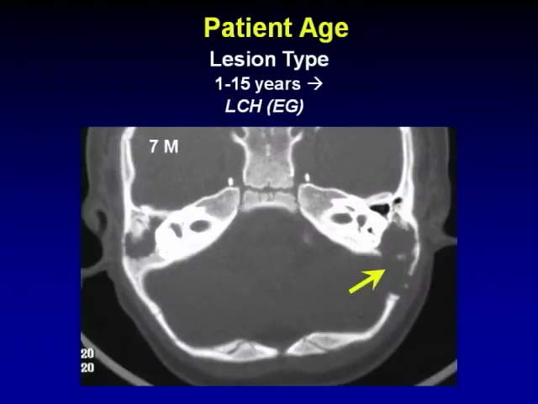So this is my systematic approach. First, patient age. Timing is everything. There's nothing statistically more important than patient age. And we're going to just do a quick overview of bone tumors by patient age just to give you a quick feel for what some of these look like. In young patients, ages 1 to 15, here a 7-year-old male with a lesion in the temporal bone due to LCH. So you have to think about Langerhans cell histiocytosis in this age group.